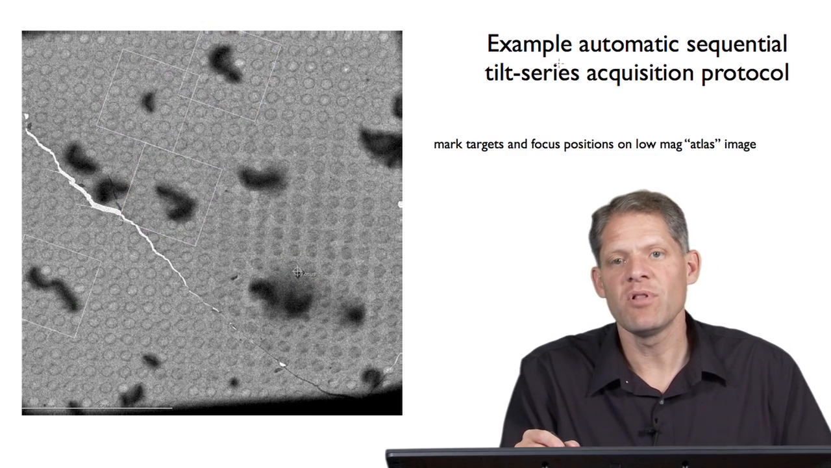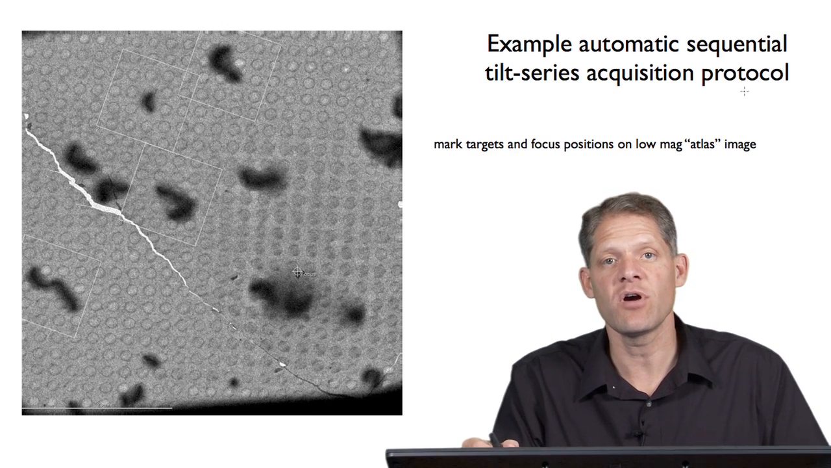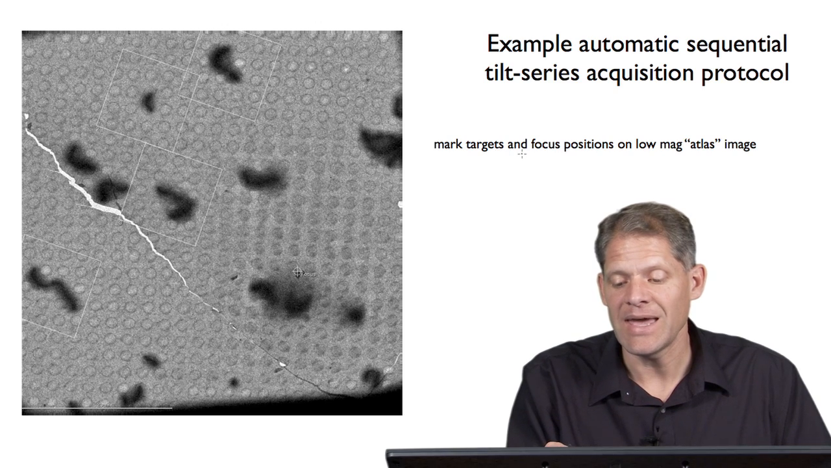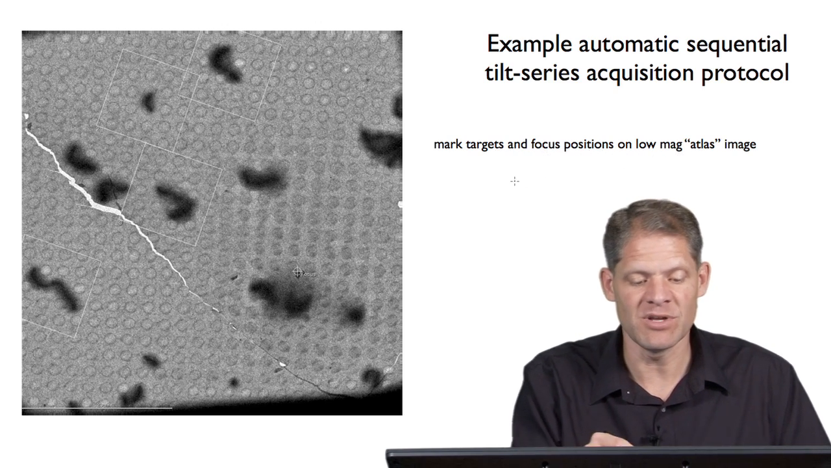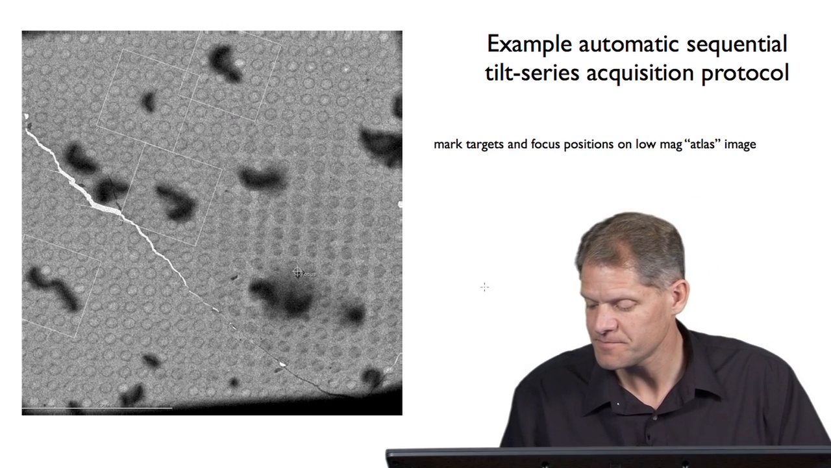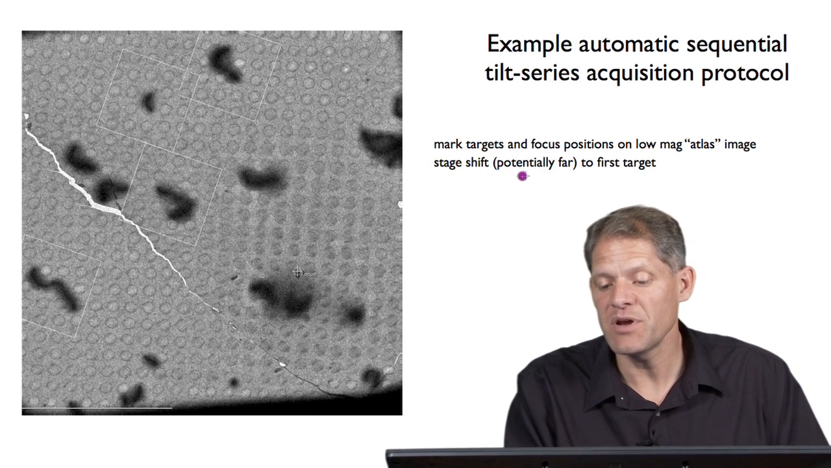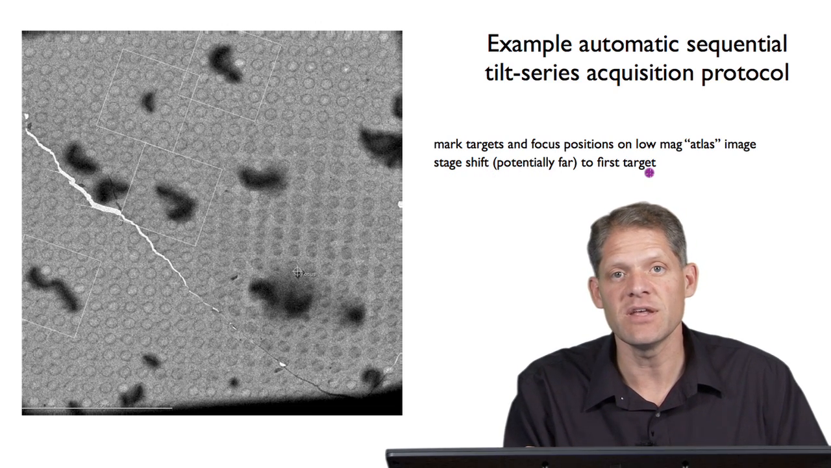And an example automatic sequential tilt series acquisition protocol would proceed like this. First, you would mark the targets and any focus positions that you'd like to use on a low mag atlas image like this one to the left. Then you would stage shift, and it could be potentially pretty far away on the grid. You would stage shift to the first target in the list.